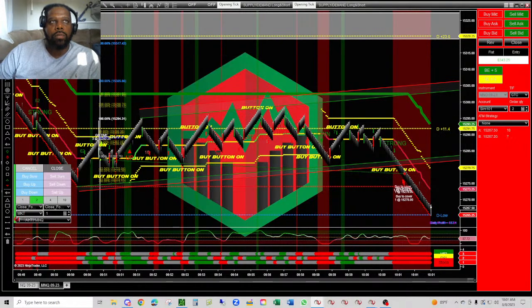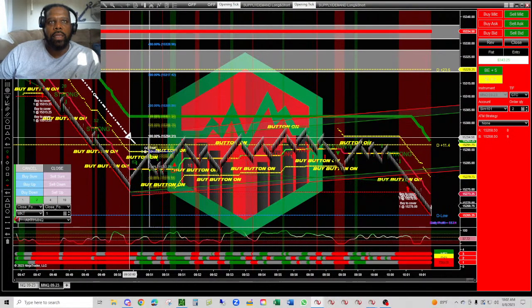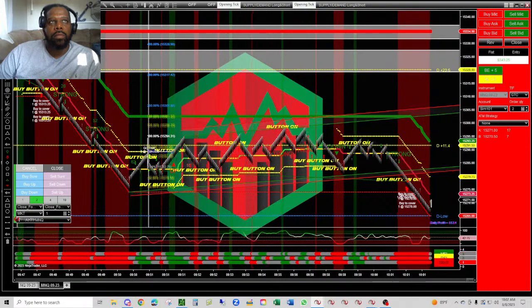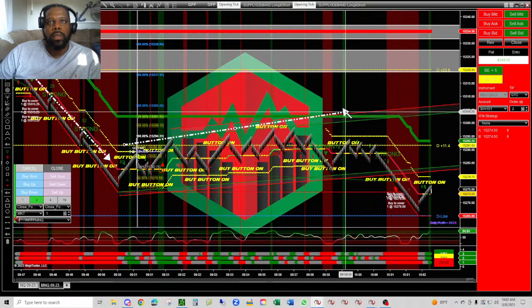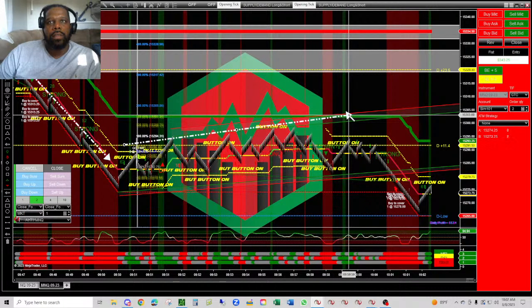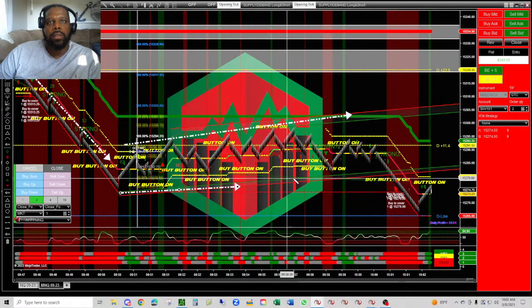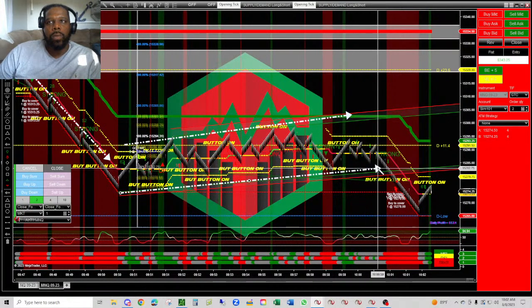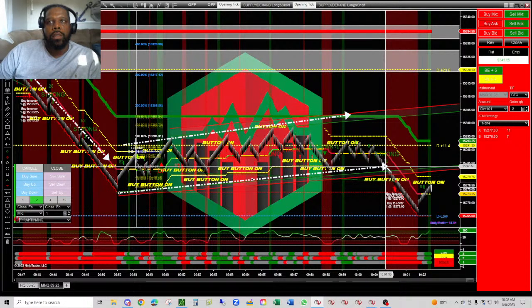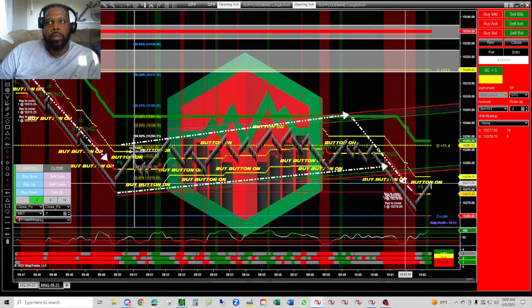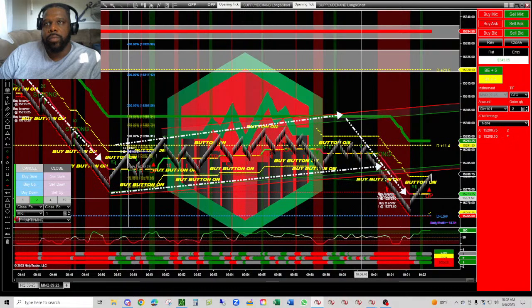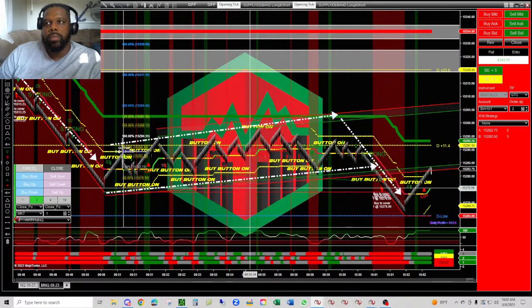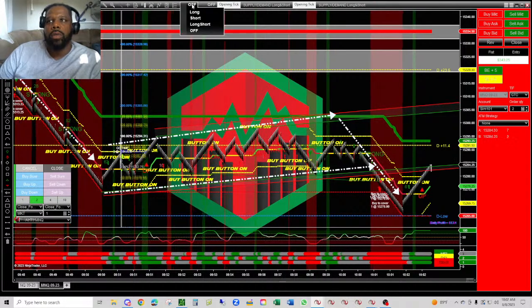Now that drawing I drew, like I say, bear flag. Hold on. This is the pole. This is the flag. The one I drew earlier was a little bit off, but it served the same purpose. Did the same thing. Now, I'm gonna button on here because I got a pullback.